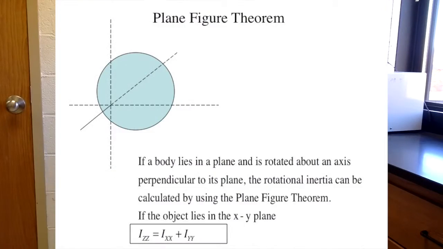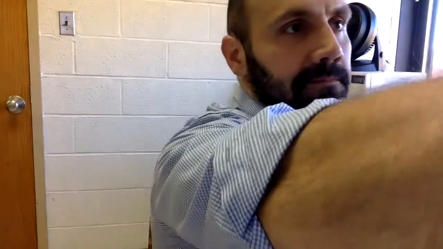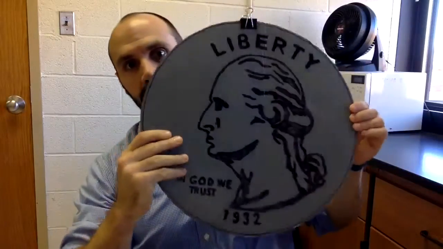So now let's talk about the plane figure theorem. Really, we just saw that in example 2 with looking at IZZ equals IXX plus IYY. That was the result. But here's the thing, this only works for plane figures. So for example, something like this, right?